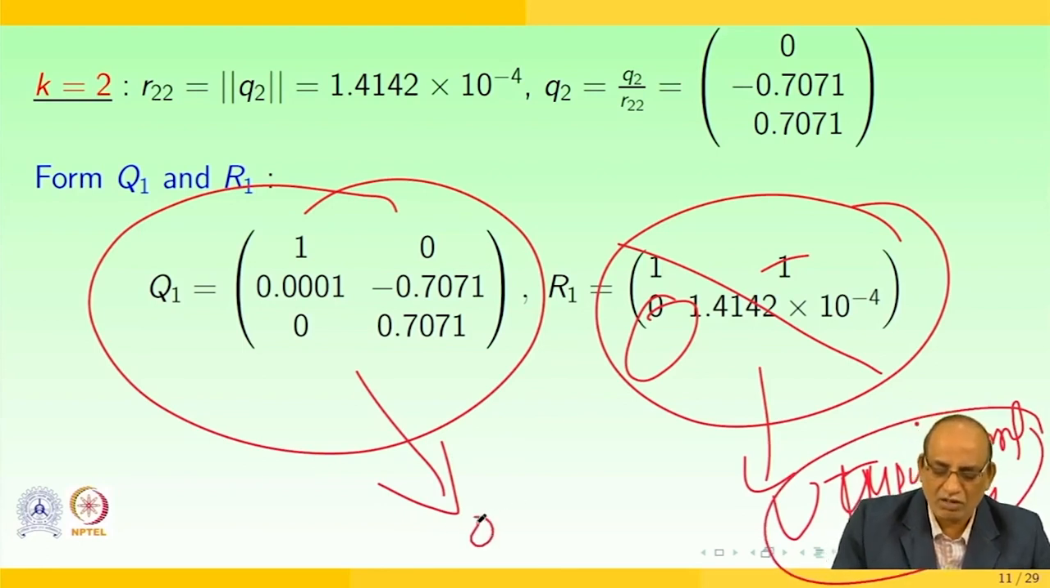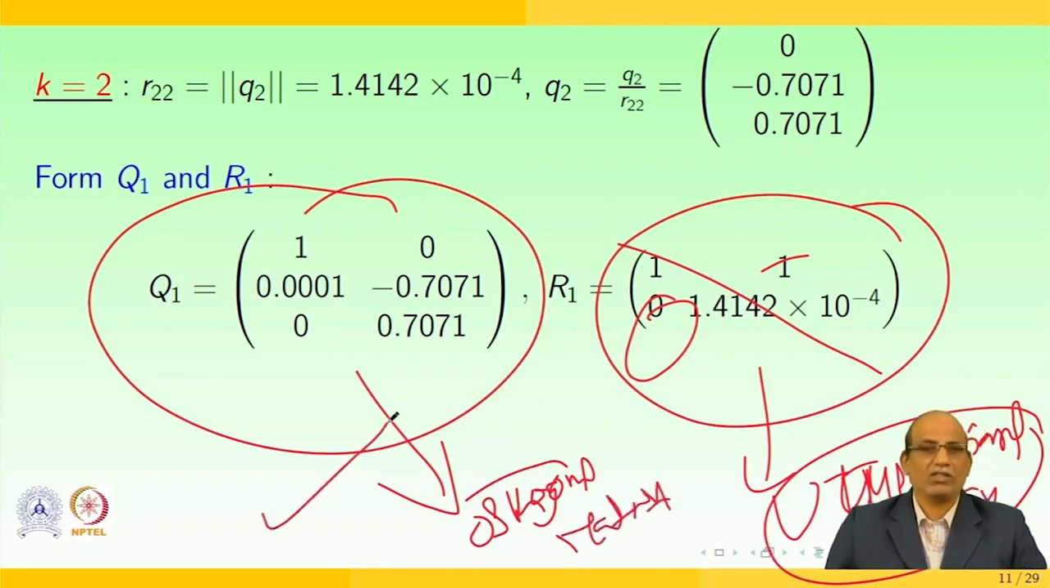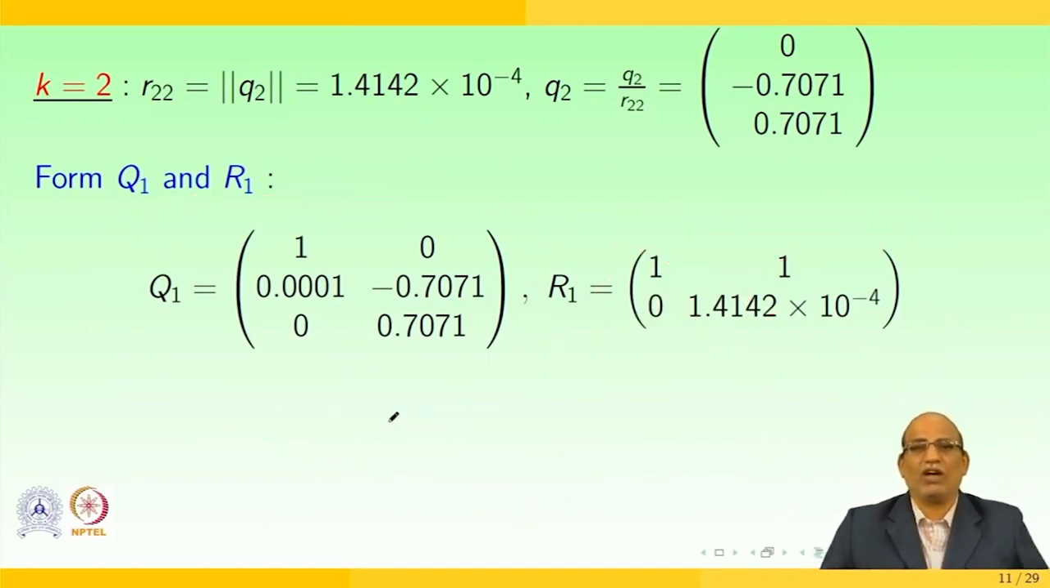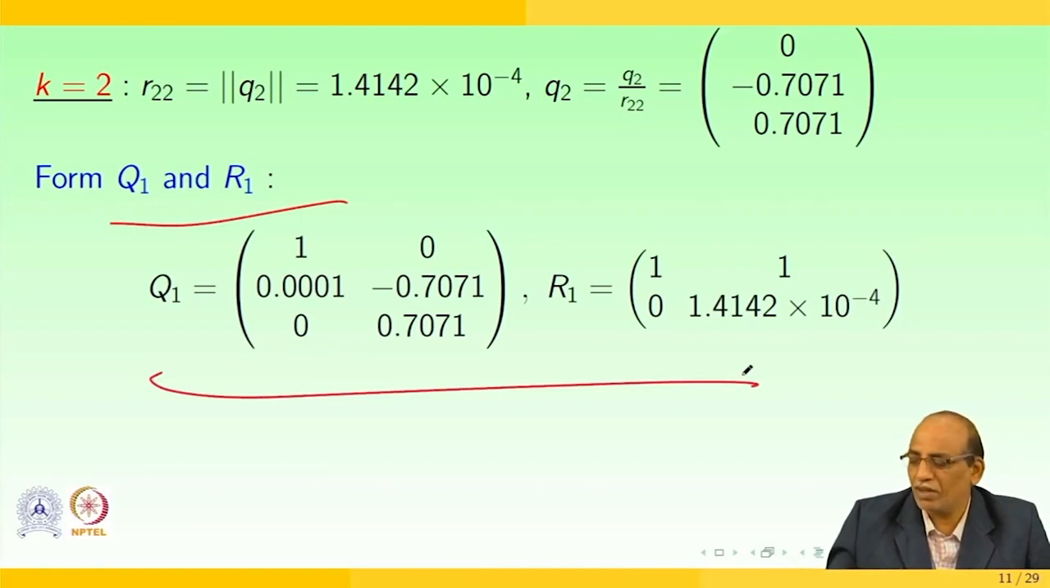And what is this thing? Orthogonal matrix. So this is the orthogonal matrix. So that means essentially I have got two matrices Q1 and R1, and when I use this modified CGS method, I do get Q1 and R1. So these are the Q1 and R1.